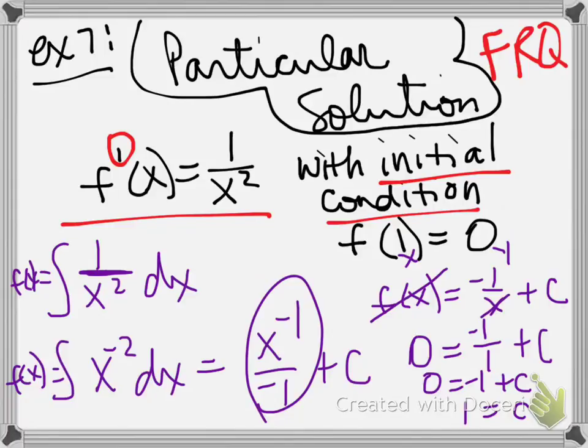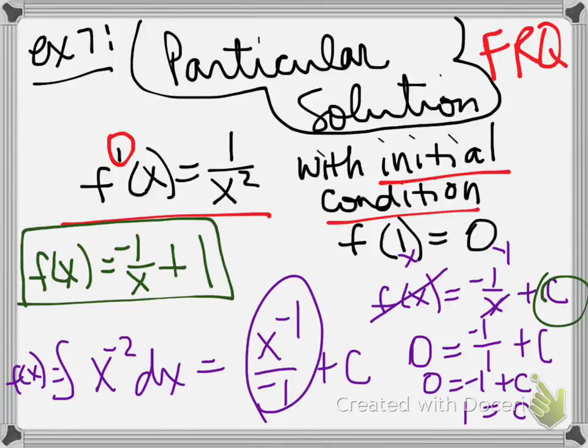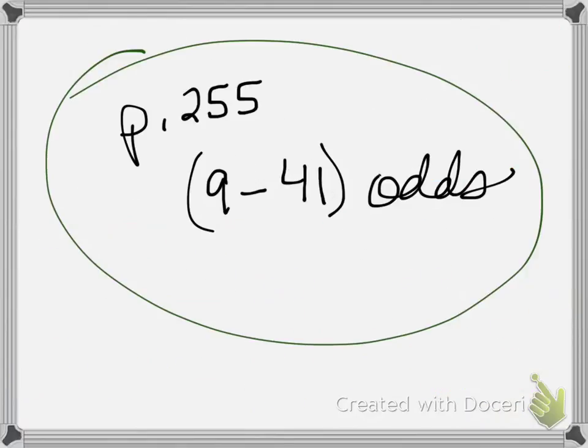So that gives me a particular solution, because when I go back to write this equation, let's go right here. There's a little bit of space here. Okay, so now I know f of x is negative 1 over x plus c, but we know our c is 1. So now I have a particular solution. The general solution had the c. The particular solution has been solved to find out what that c is equal to.